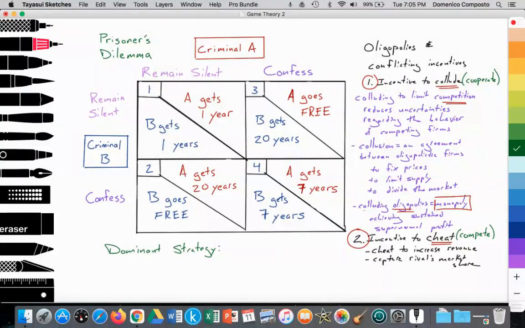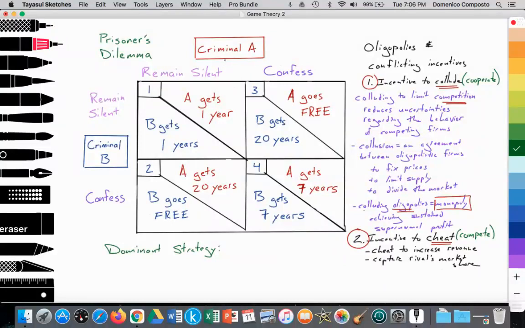So we have in this rectangle 4 boxes, which are labeled 1, 2, 3, and 4, and it illustrates the outcome of a choice made by each player, criminal A and criminal B, and the outcome of their decision in relationship to the decision made by their partner, the partner in their crime. So there are only 2 options for these two that are held in prison by the police: one is to remain silent, or to confess.